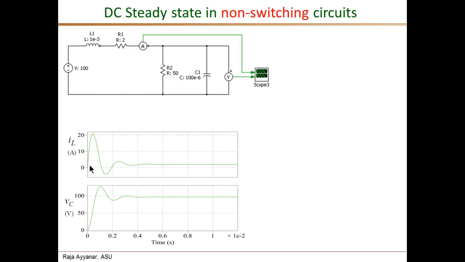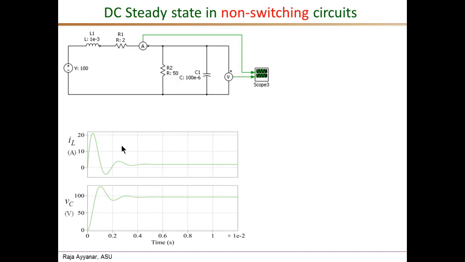If you focus on the inductor current, it goes through an initial damped oscillation, corresponding to the damped natural frequency of this LCR circuit. And eventually it reaches a constant value, around 2 amperes or so. Similarly, the capacitor voltage also rises. It goes through the same damped oscillations, and again eventually reaches a constant value, slightly less than the applied 100 volts.